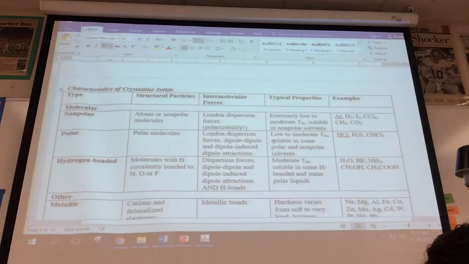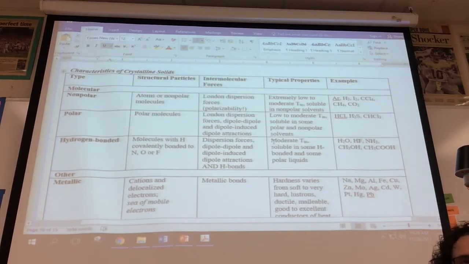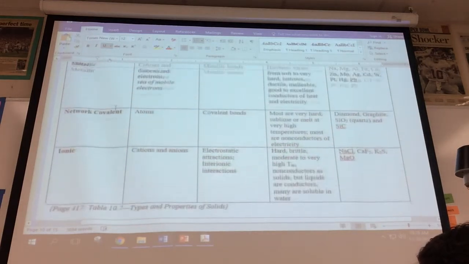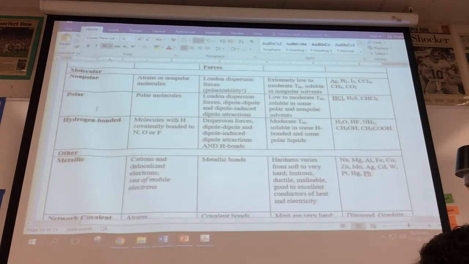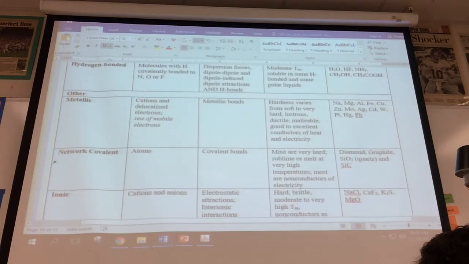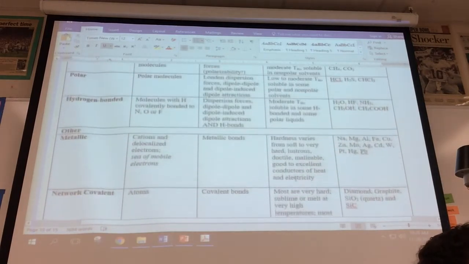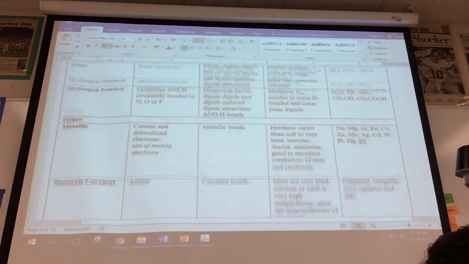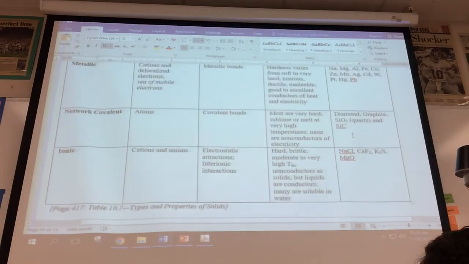In any event, what I have done for you here is I have made you a table with molecular and other. So you've got molecular, nonpolar, polar, hydrogen bonding, metallic, network covalent, ionic, and it has structural particles, so what's in the lattice position, intermolecular forces, typical properties in regard to boiling point and melting point, and examples of all. And I think that will be very good for you as you try and put some of this information together.